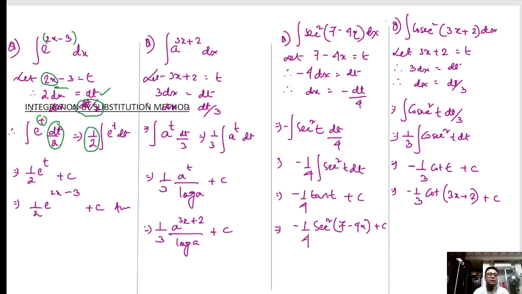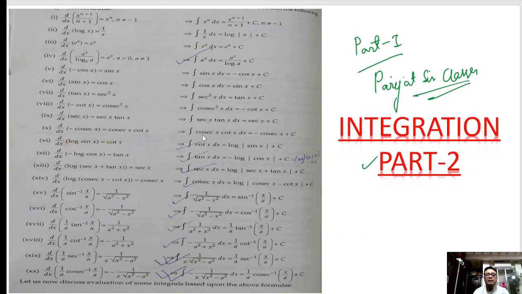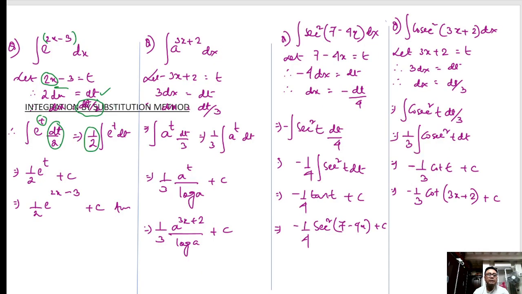Integration of e to the power t: the formula is that the integration of e to the power x is e to the power x. So integrating e to the power t gives e to the power t only, plus c. Now replace t with 2x minus 3. So this is the integration of this.